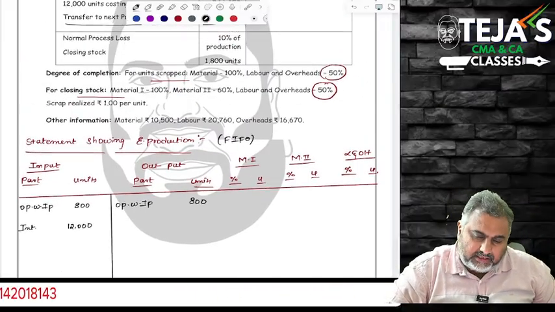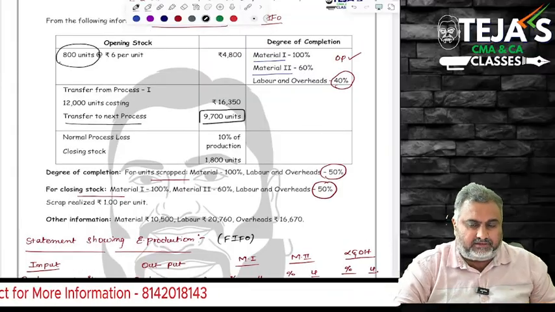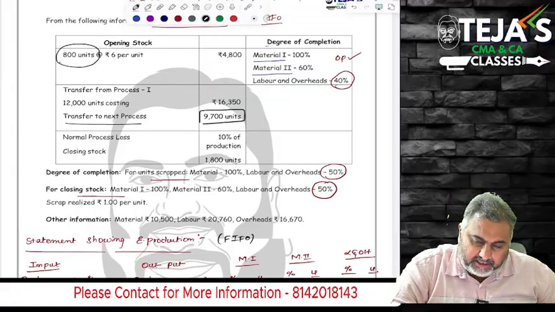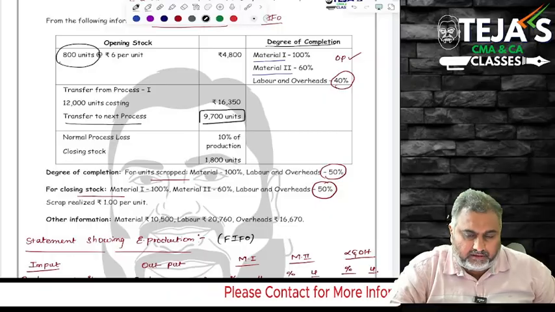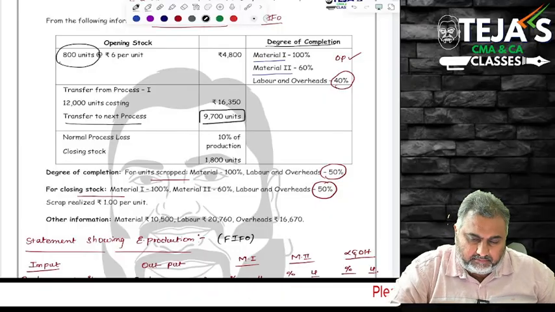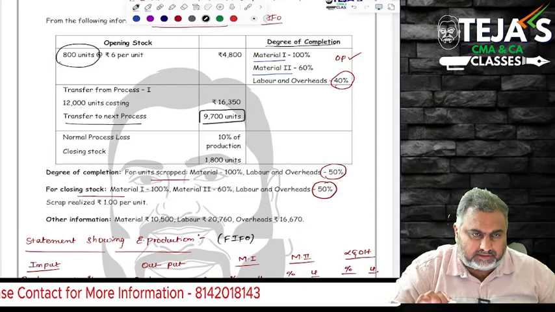Now immediately see what degree of completion is given in the question. For the opening part, the degree of completion given is material 1 100%, material 2 60%, and labor and overheads 40%.